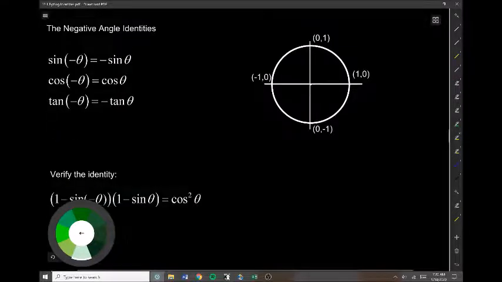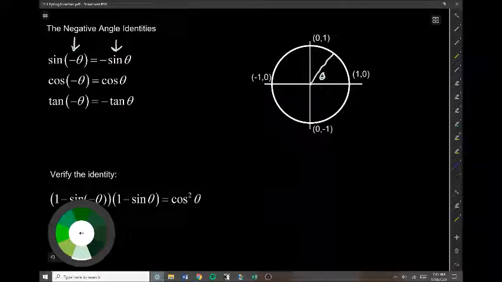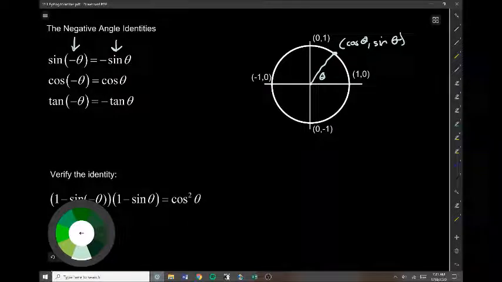Okay, let's add 3 more identities. They're called the negative angle identities. If you have the sine of a negative theta, it's the same as a negative sine of theta. Let me try and explain what that means. Suppose here's some angle theta. And this point right here we know is cosine theta sine theta, x y. If I wanted to find the sine of negative theta, well, sine of negative theta would be this.